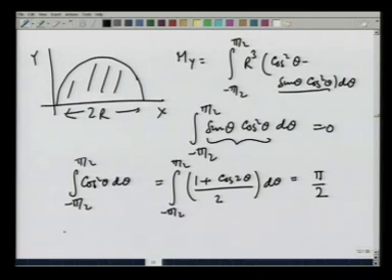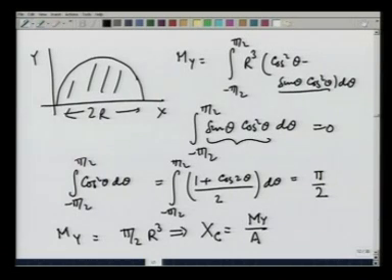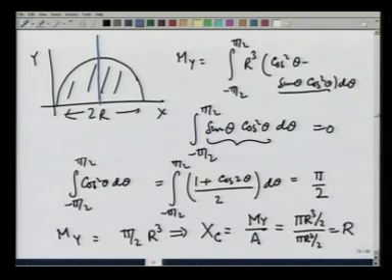And therefore, we get m y is equal to pi over 2 r cubed, or x c, which is m y divided by the area. Area is pi r square by 2. So, pi r cubed divided by 2 divided by pi r square by 2 equals r. So, as we noticed earlier, the x coordinate is on this axis. This is r.